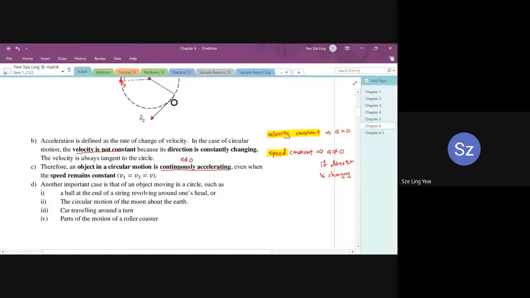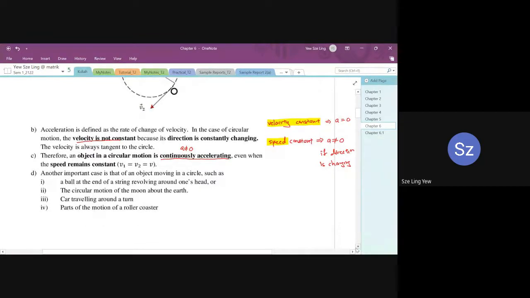Okay, so even when the speed remains constant, make sure you know the difference between velocity constant and speed constant, right? Even though both of them have the same value, because of the directions, the acceleration could be different. All right, the acceleration could be different.